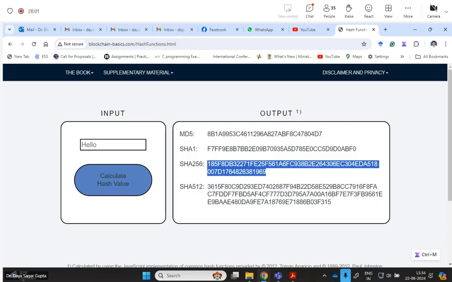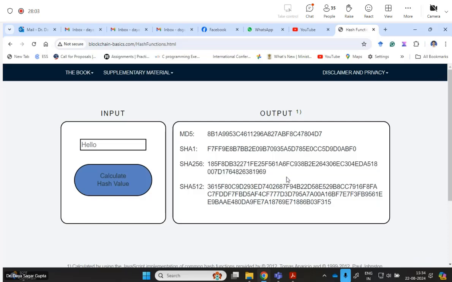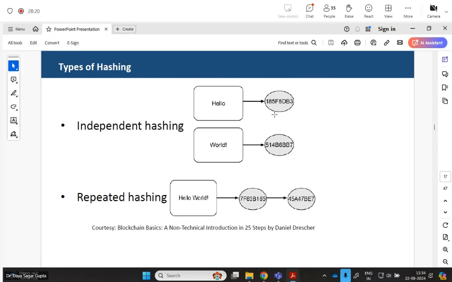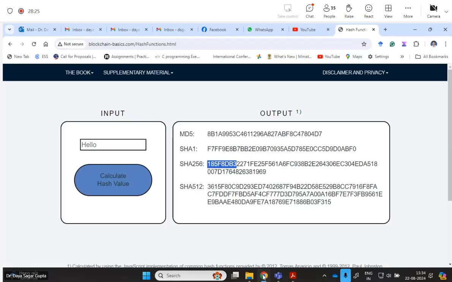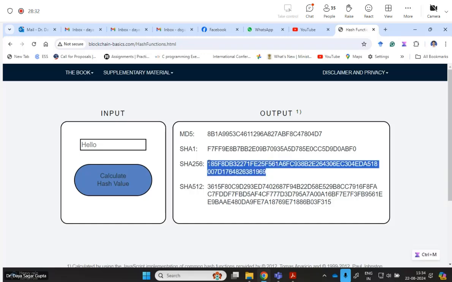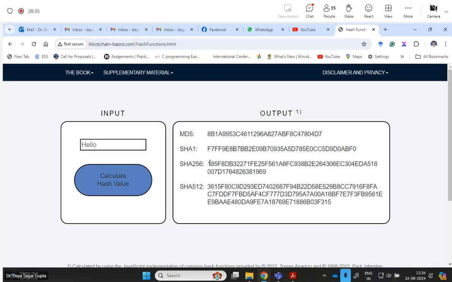But if you try to see it in my slide, we are going to take only the first 8 digits of this particular hash function. This is 185F8DV3. Similarly, you can see it here. How did you get it? How is the software going to get it? For hello world, we have taken this 8-digit number.